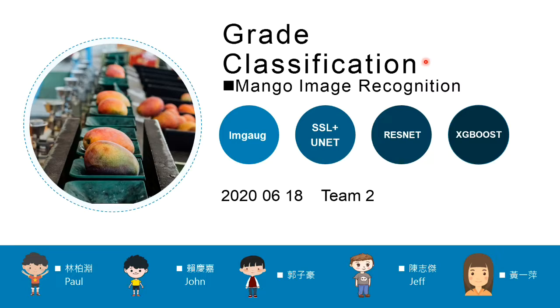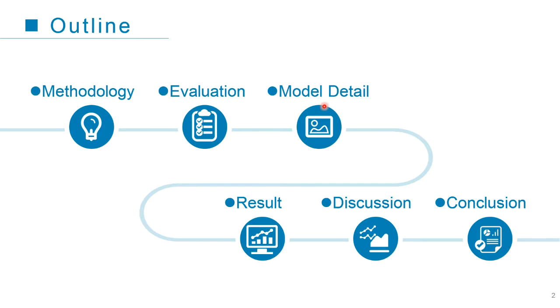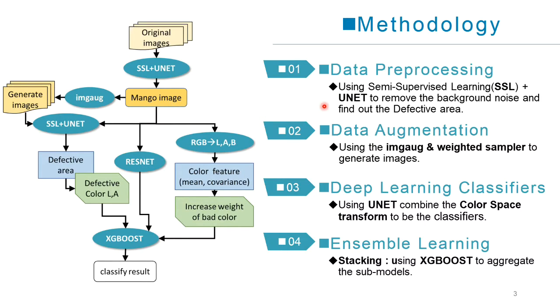Today we are going to present our report about Mango image recognition, and these are the 4 methods we use in the model to implement. This is our outline. At first, we are going to introduce our methodology. On the left-hand side, this is our flowchart.